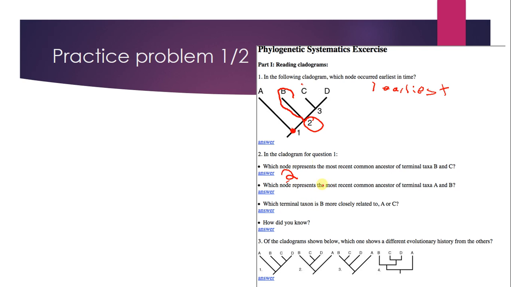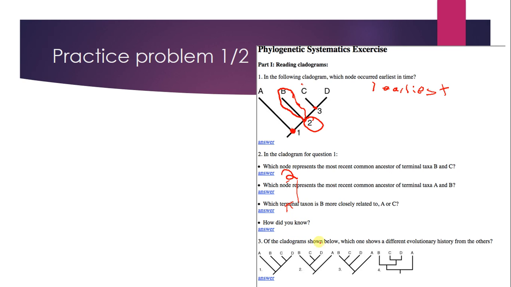Which terminal taxon is B more closely related to, A or C? This is what you need to think about. Something happened here at 1, and something happened here at 3. And so B will be the most closely related to A, like that.